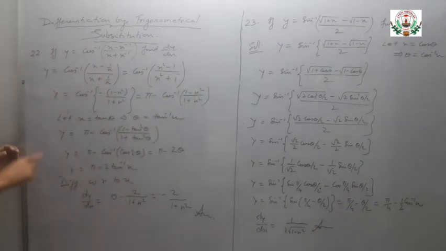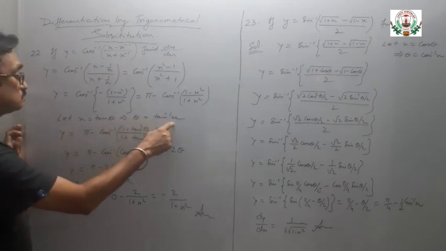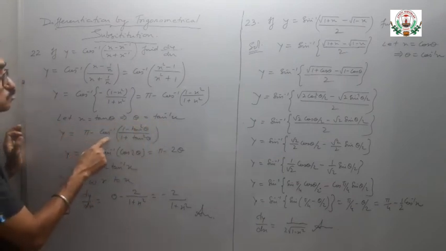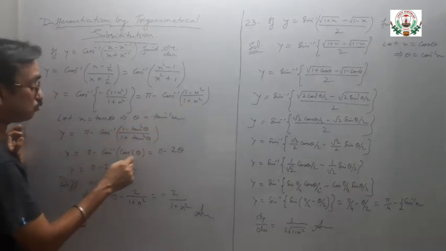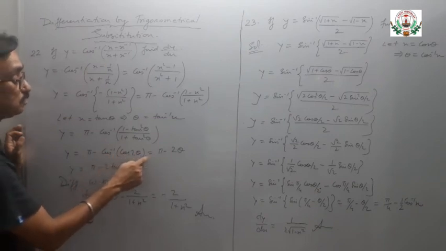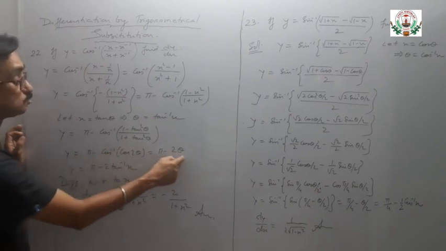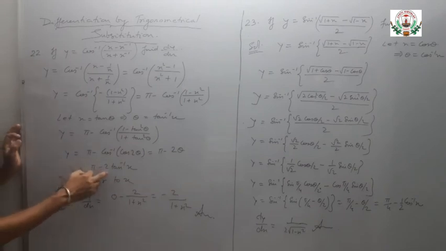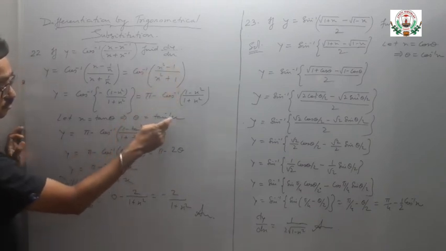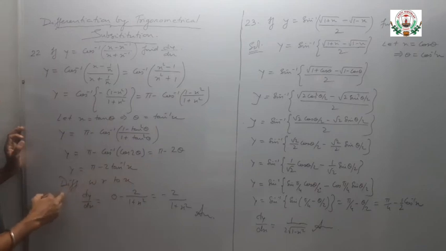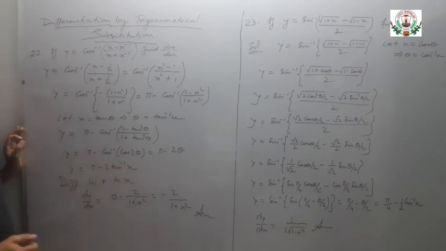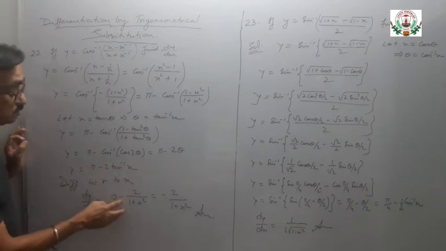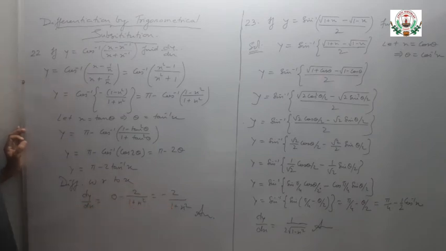Now I am going to take let x equals tan theta, so theta equals tan inverse of x, and y equals pi minus cos inverse of (1 minus tan square theta) upon (1 plus tan square theta). This is the formula of cos 2 theta. Cos inverse of cos 2 theta is equal to 2 theta, so it becomes pi minus 2 theta, that is pi minus 2 tan inverse x. Differentiating with respect to x, dy by dx: the constant pi becomes 0, and d by dx of tan inverse x is 1 upon 1 plus x square. So the final answer is minus 2 upon 1 plus x square.